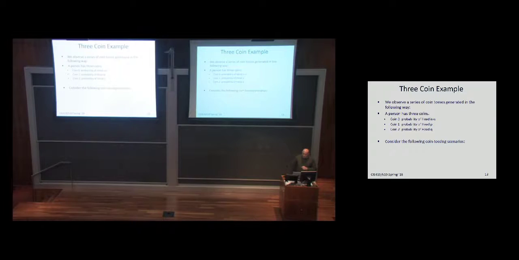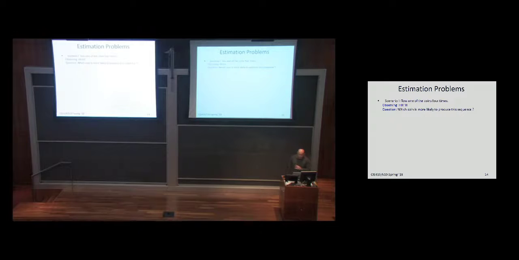So I'm going to run 3 scenarios. Scenario 1, I'm tossing one of the coins 4 times. I observed H, H, T, H. Which coin is the most likely to produce this sequence? Well, you don't know the values of alpha, P, and Q, but you can use one sentence to convince me that you know which one it is.